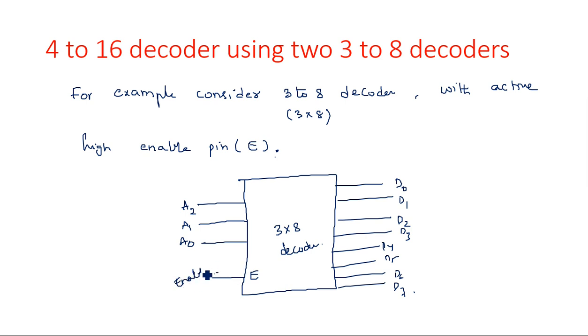Here the entire operation of this 4 to 16 decoder using 3 to 8 decoders depends completely on this enable pin. The enable pin plays a very key, important role in the designing of higher order decoders with lower order decoders. Okay. Now, before going to the implementation of the 4 to 16 decoder using 3 to 8 decoders, let us consider the truth table.